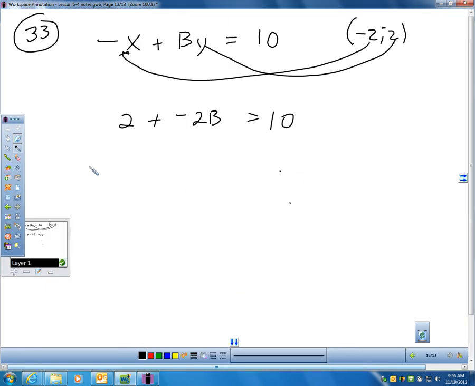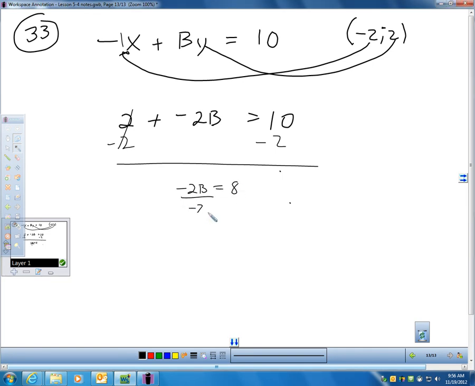I'll just quickly run through one last one with you. 33. -x, -1x that would be, plus by equals 10. Well, plug in -2 for x. The point was -2, -2. Plug in -2 for y. You can see that was question 33. That gives me +2 plus -2b equals 10. And then from there, of course, we'll take away 2, which gives me -2b equals 8. I'll divide each side by -2. That gives me b equals -4, and then my standard form equation would be that.